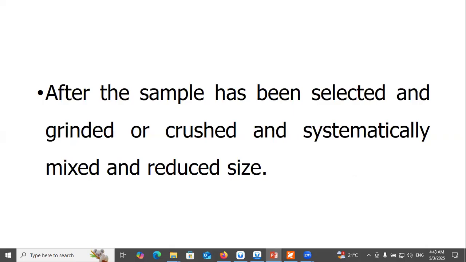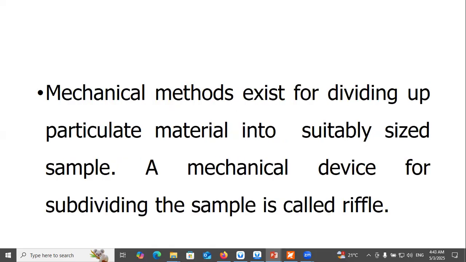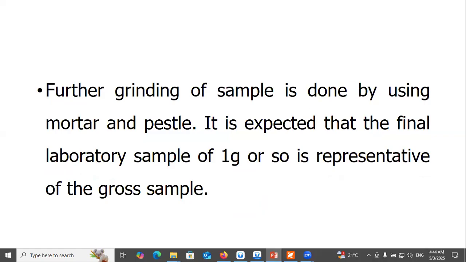After the sample has been selected, grind or crush it, and systematically mix and reduce the size. Mechanical methods exist for dividing up particulate materials into suitably sized samples. A mechanical device for subdividing any sample is called a riffle. Further grinding of the sample is done by using mortar and pestle. It is expected that the final laboratory sample of 1 gram or so is representative of the gross sample.